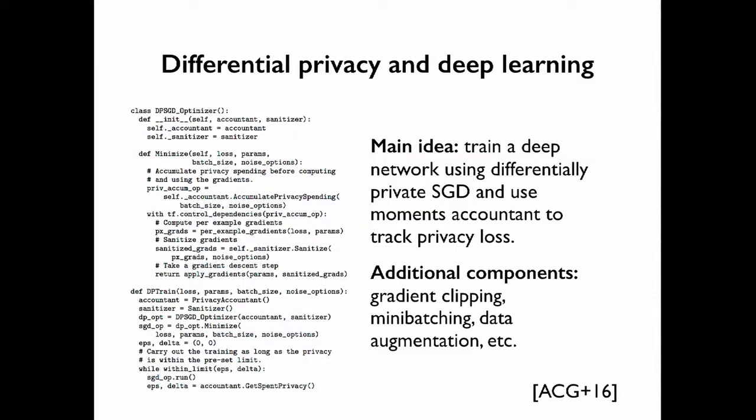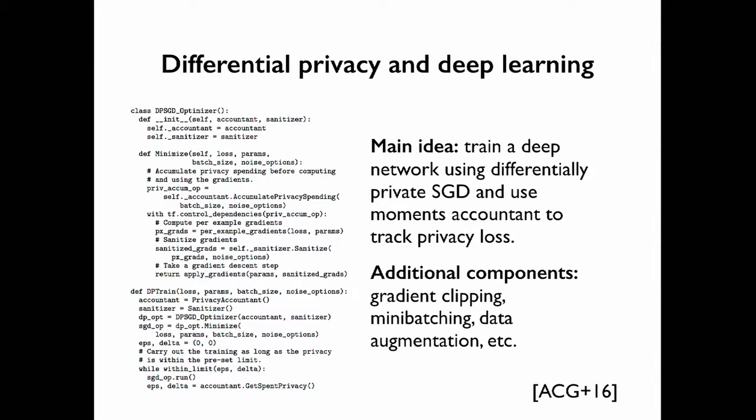Okay, so how do we do differentially private deep learning? The main idea is that we train a deep network using differentially private stochastic gradient descent, and then use the moments accountant to track privacy loss. So you have a standard neural network, you train it using private stochastic gradient descent, and then you do some tricks on top of it. Okay, and they used a lot of additional components which helped the performance of the algorithm. Things like gradient clipping, which can help reduce the sensitivity of the gradient, mini batching, which helps, and data augmentation, and so on and so forth.